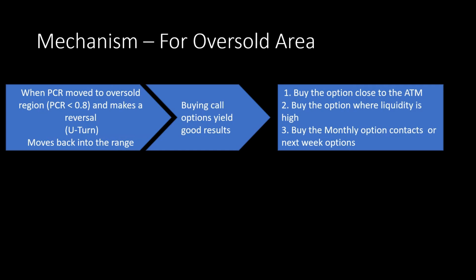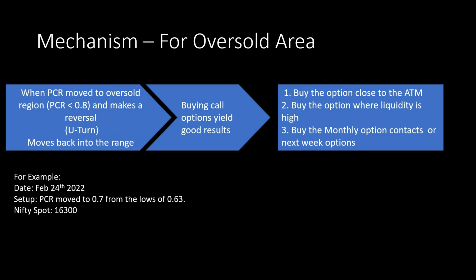You need to also make sure that the options that you're buying are highly liquid. This ensures that the option pricing is accurate. You also want to give enough time for the trend reversal to play out. So buying monthly option contracts or weekly option contracts, which is about 7 to 10 days away from expiry, is recommended. Now let's take a specific example and see the outcome.